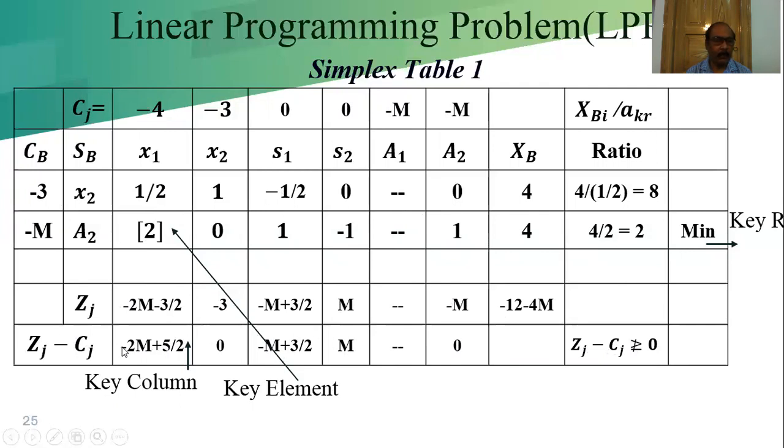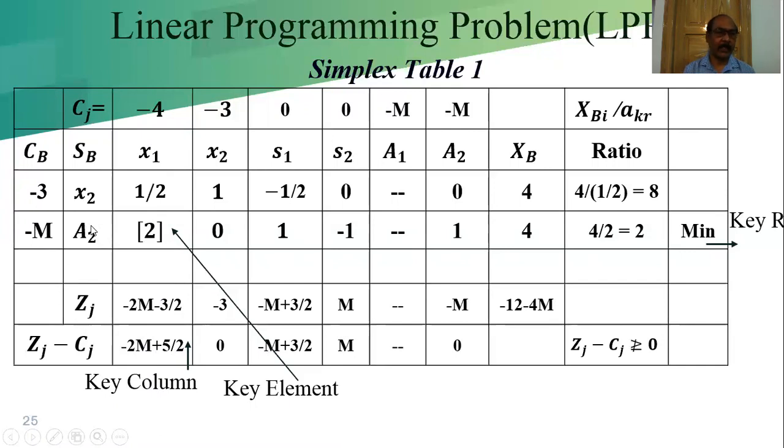From that we can see minus 2M plus 5 by 2 and minus M plus 3 by 2. Which one is the minimum? This is minus 2M and this is minus M. So this is the most negative. So this is our key column, and the corresponding non-basic variable is x1. So x1 is entering the basis.